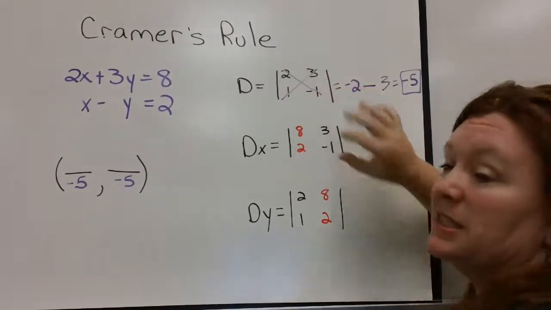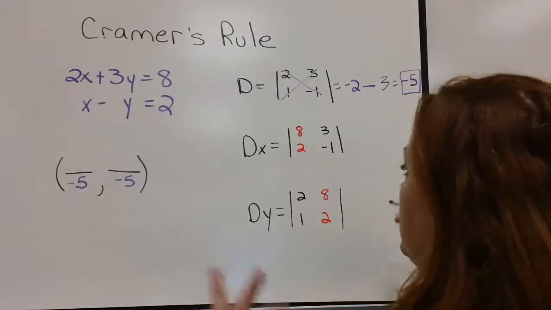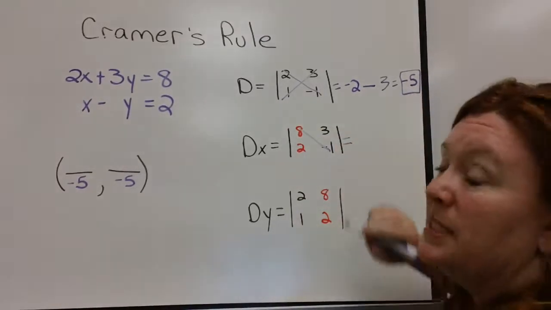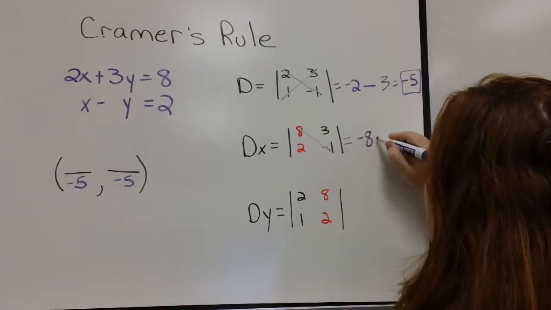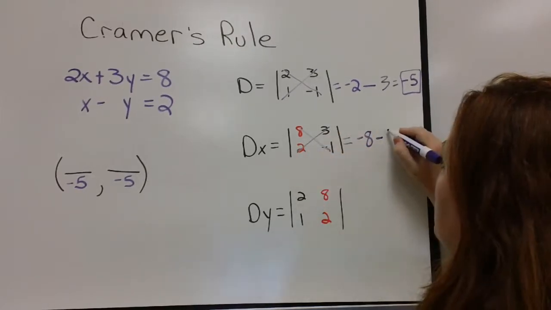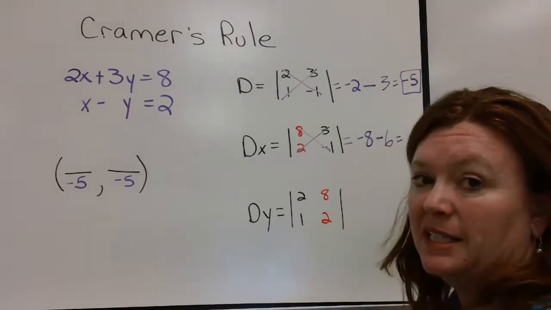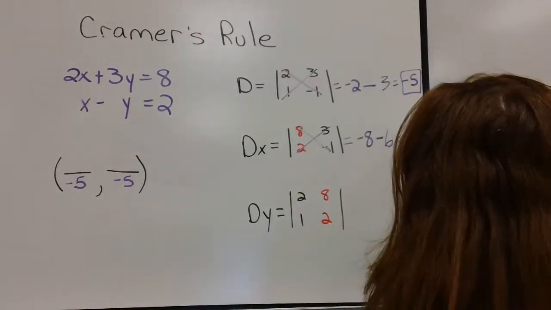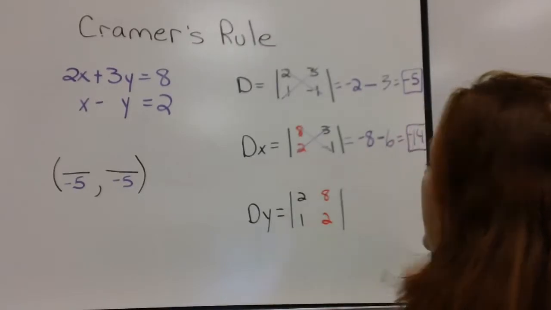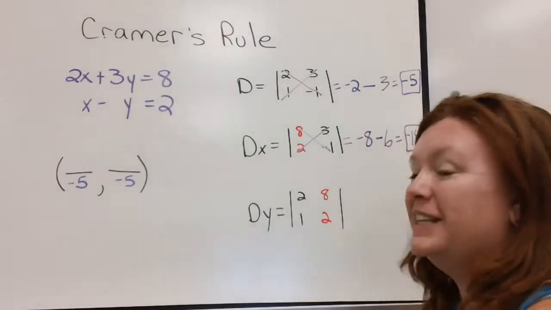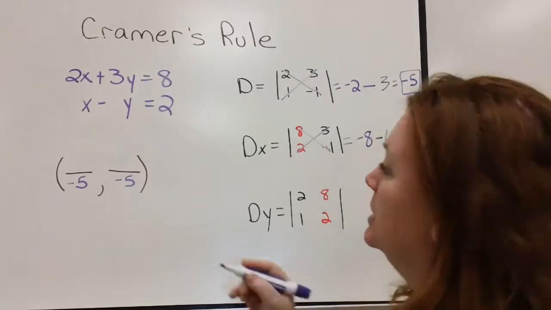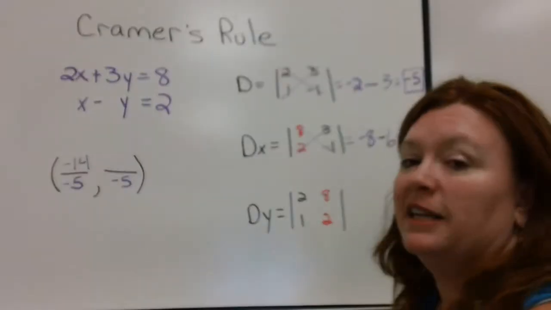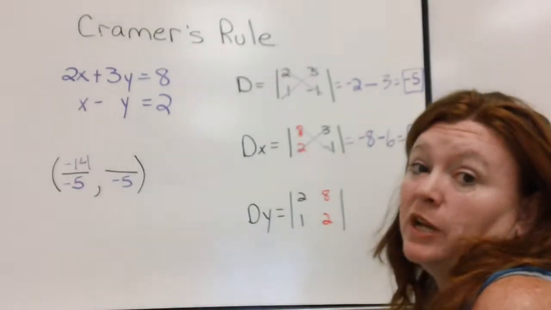The y coordinates stayed the same. So let's find the determinant of dx. 8 times negative 1 is negative 8, minus 3 times 2 is 6, and negative 8 minus 6 is negative 14. That is the numerator of x. So I'm going to put a negative 14 right there. All right, now I need the numerator for y.